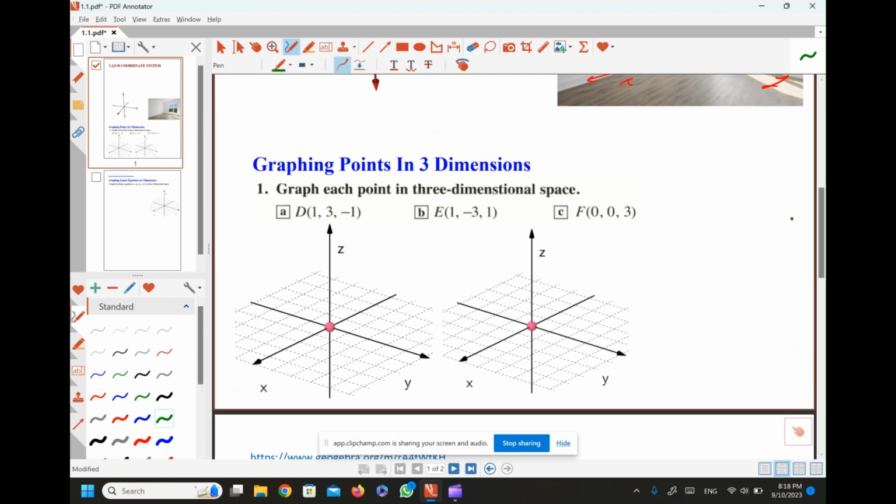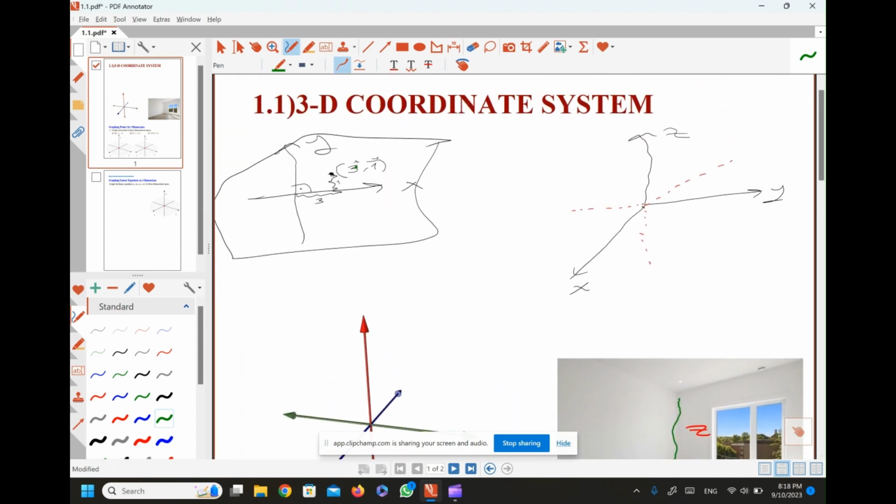The first part is graphing a point in 3 dimensions. So in 2 dimensions, we are describing the points by using ordered pairs, right? In 3 dimensions, on the other hand, we are gonna identify a point, determine a point by using ordered triple, x, comma, y, comma, z. We have an additional coordinate here, z. First number will represent x coordinate, second number will represent y coordinate, the third number will represent the z coordinate.